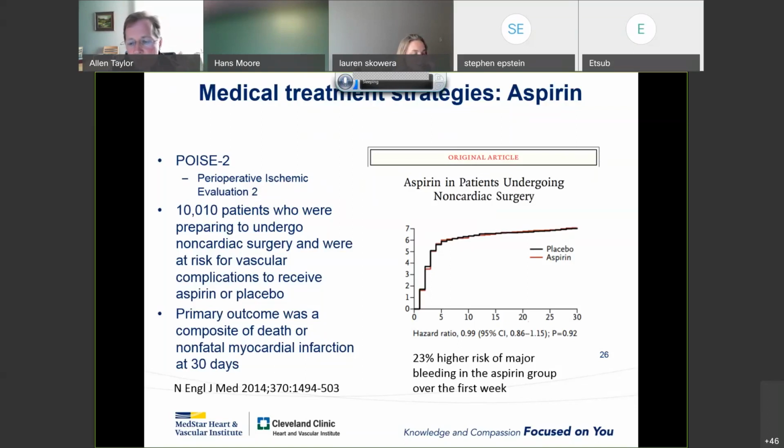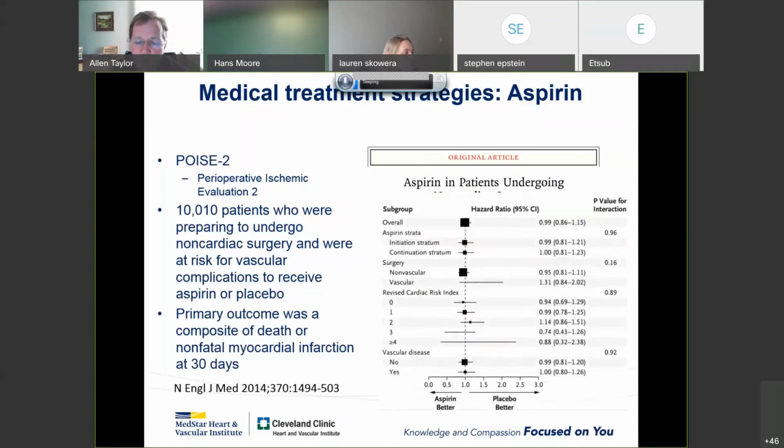And you see the primary endpoint there on the right, again, death or non-fatal MI, but there was no benefit of aspirin in the patients in the period of non-cardiac surgery, despite the fact that there is a prothrombotic tendency of the non-cardiac surgery patient. That indeed is the physiological premise of using aspirin in a perioperative phase. But not surprisingly, there was a nearly quarter higher risk, 23% higher risk of major bleeding in the aspirin group over the first week post-surgery.